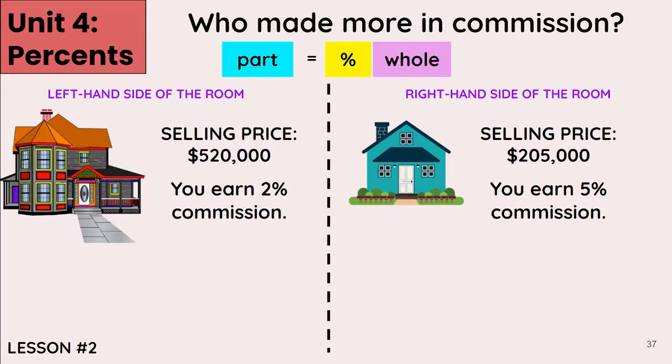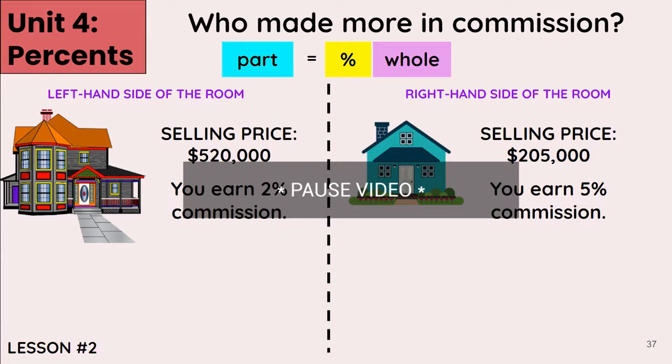Who made more in commission? So if you're seated on the left-hand side of the room, closest to the doors, I want you to do the left-hand side problem. I want you to sell a house for $520,000 and earn 2% commission and see how much you'd earn in commission. If you're on the right-hand side of the room, the side closest to my desk, you're selling a house that's $205,000, but you're going to earn 5% commission. So I want you to just do your side of the room and see how much commission you would make. Pause the video and we'll come back to it.